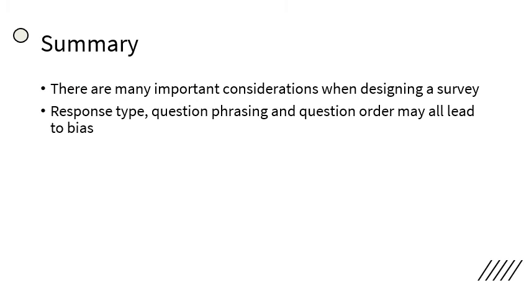So in summary, there are a lot of important considerations when designing a survey. You have to think about response type, question phrasing, and question order as well. If you do anything unique, anything associated with these can really lead to bias. And remember, in any type of research, we can't get rid of bias, but these are things to think about that may lead to different types of biases in general.